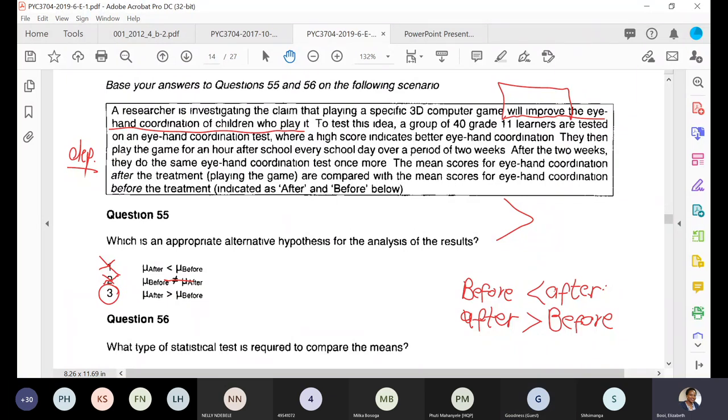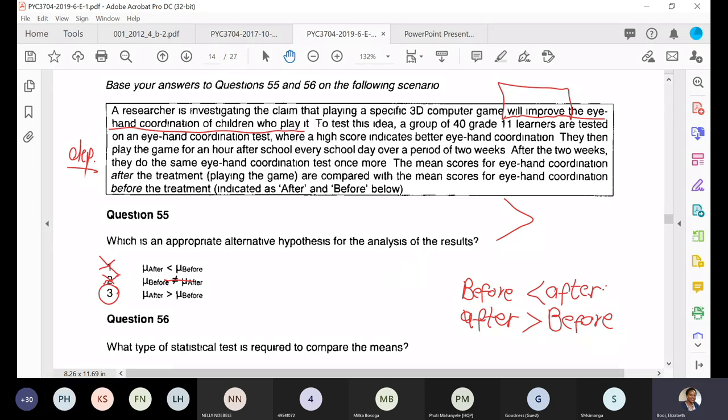Not necessarily, because the other thing we also need to take into consideration is the researcher's statement. If the researcher's statement is greater than or equal, it will be in your null hypothesis, and the alternative will be less than. It will say it's not going to improve. But if the researcher is saying the thing is greater than, we cannot put that in your null hypothesis, but you can put it in your alternative hypothesis.